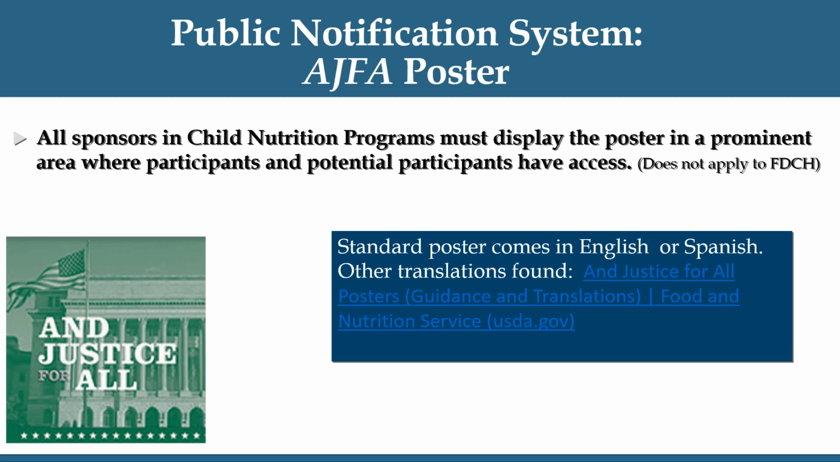Another major part of the public notification system is posting the And Justice for All poster. The one that's currently being used is green. We're expecting some new ones to come out shortly, and we will get those distributed to all approved sponsors as quickly as we can. You should post the poster in as many languages as are needed. There's a link in the presentation on how to get to the USDA website where they have it in English, Spanish, and additional other languages.